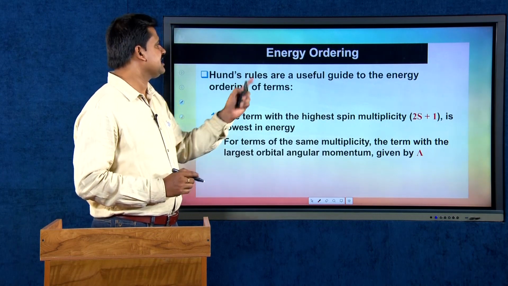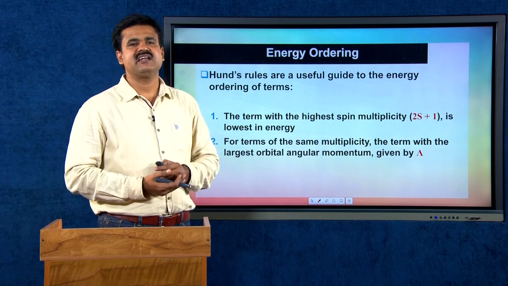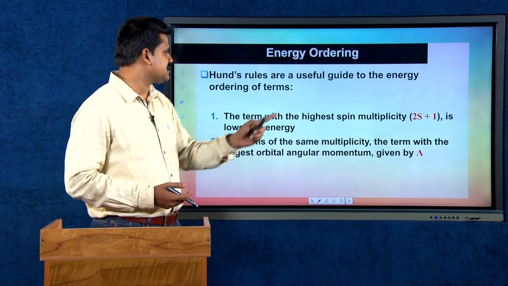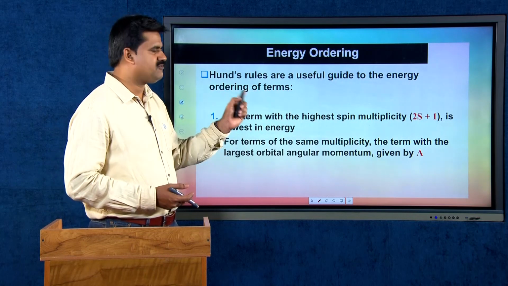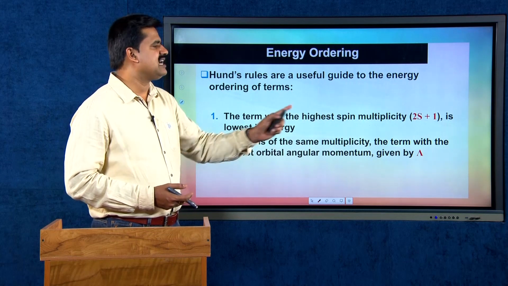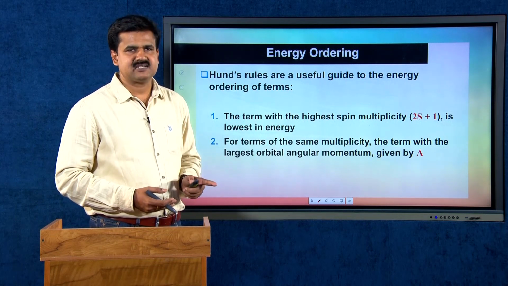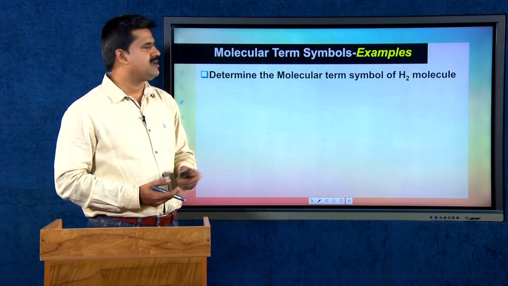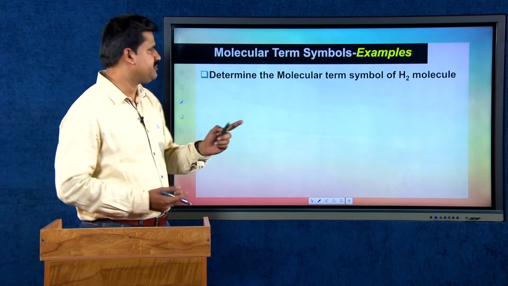Now, energy ordering can be done with the help of Hund's rule. The term with the highest spin multiplicity is lowest in energy, and for terms with the same multiplicity, pick out the one with the highest lambda as having the lowest energy. So, we can now determine the molecular term symbol for hydrogen as a representative example.